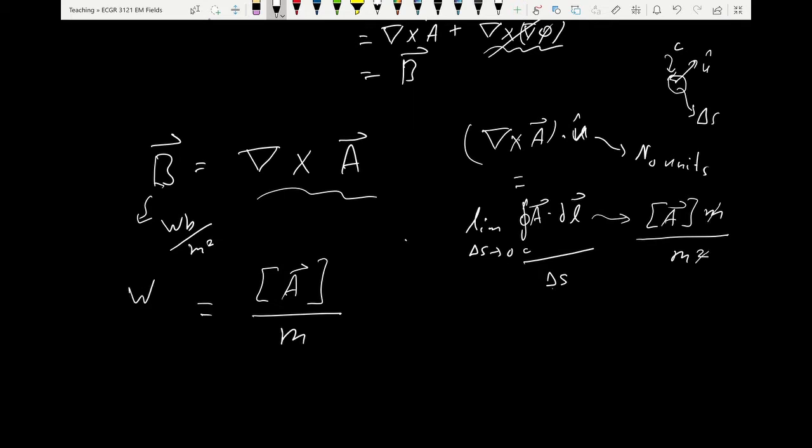And then B has units of Weber over meter squared. One of the meters cancels with this meter. So I end up with the unit of the magnetic vector potential being Weber per meter.